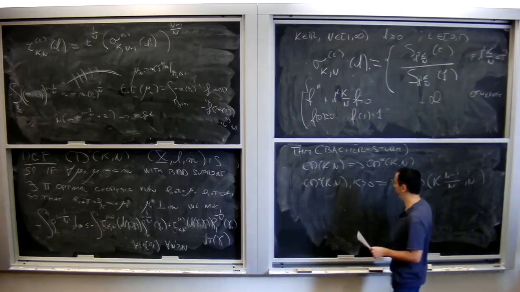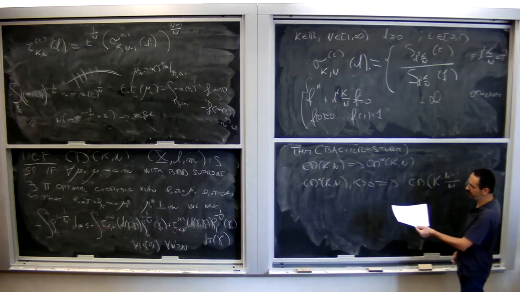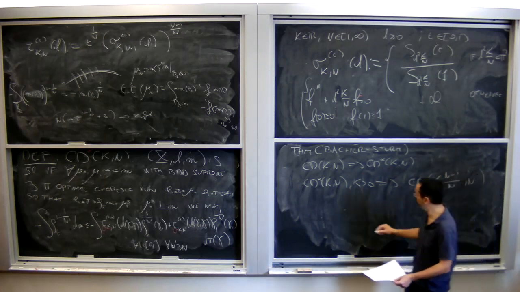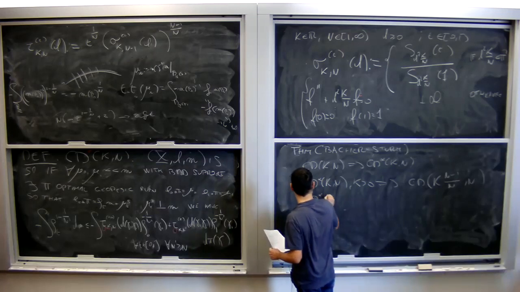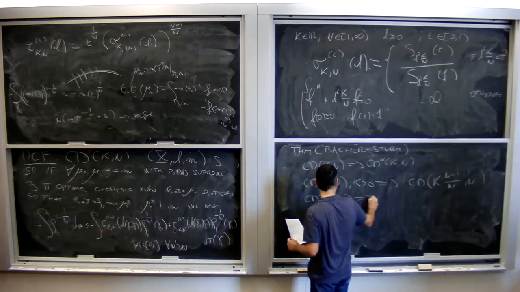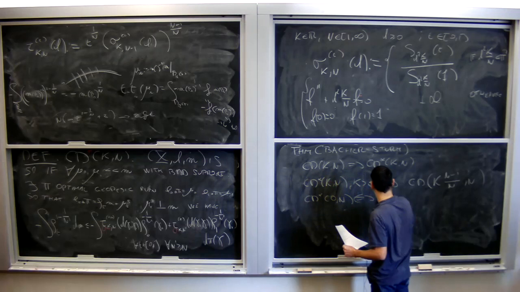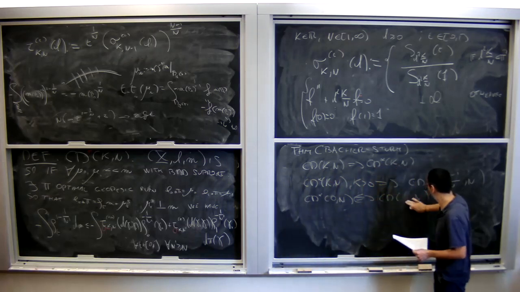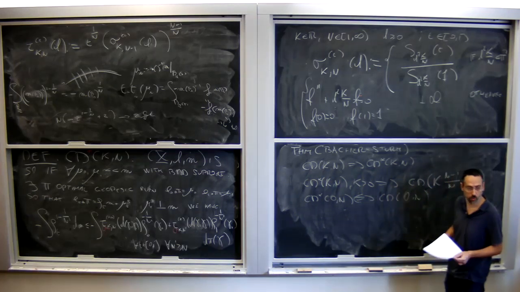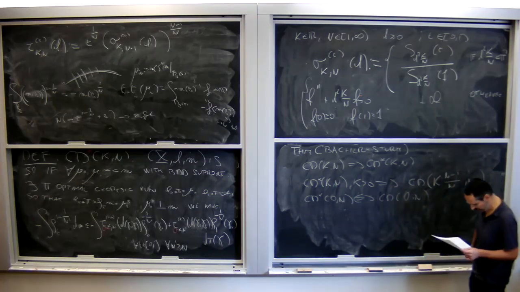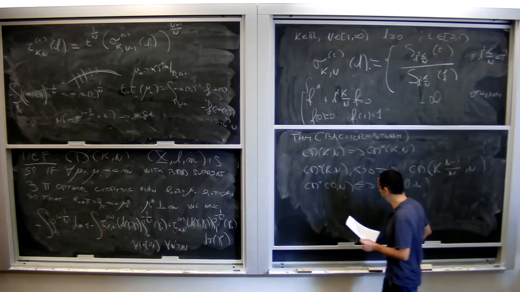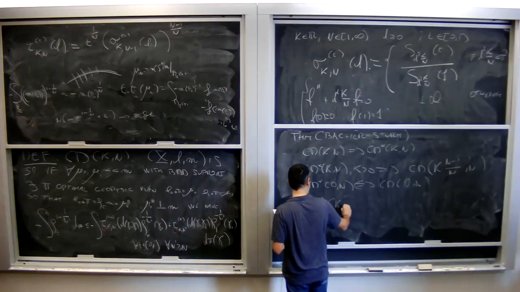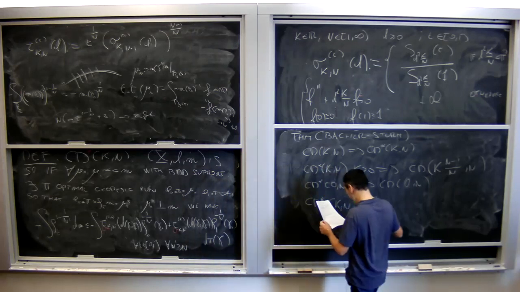In particular, and this is evident from the definition of the sigma and tau coefficients, CD star (0,N) is the same as CD(0,N). So the difference is only really felt when the curvature bound is not zero.